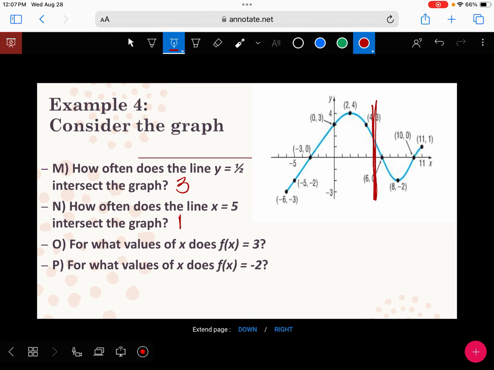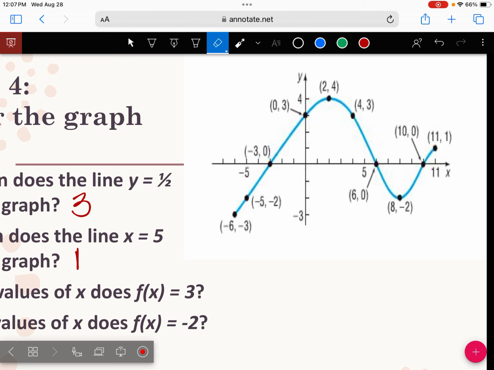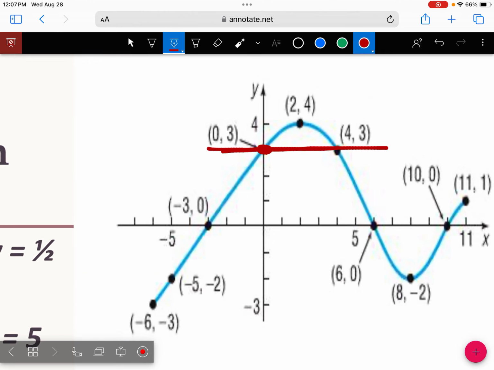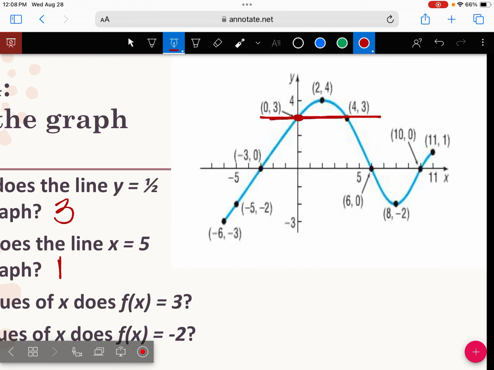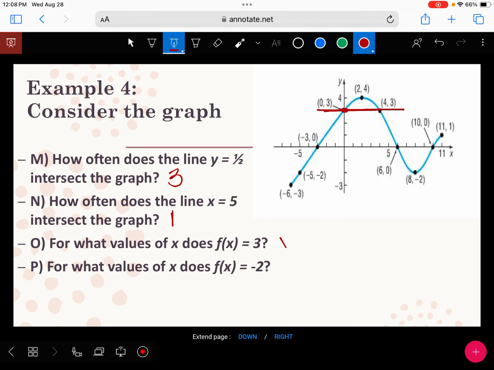All right, so for question O, I think it's easier because this is asking you for what values of x does y equals 3. I'm going to draw a horizontal line at y equals 3. So 3 is right here. And if I draw a horizontal line, what two x values cross through that red line? At x equals 0 and at x equals, not 3, 4. Yep, x equals 0 and x equals 4.